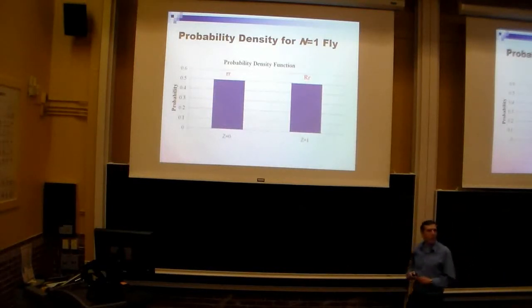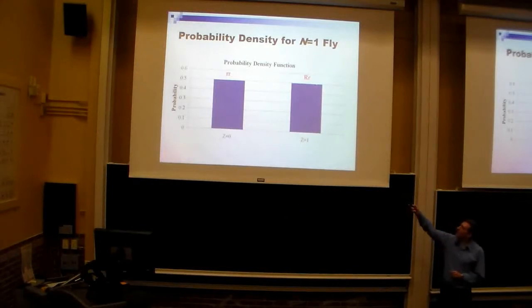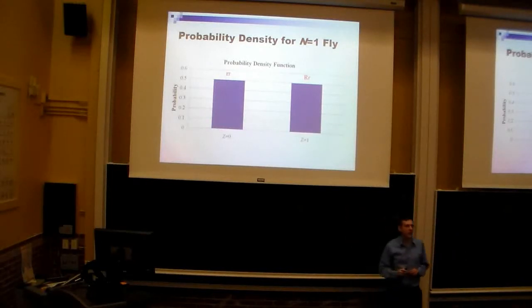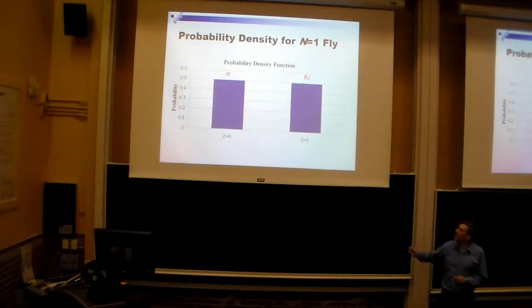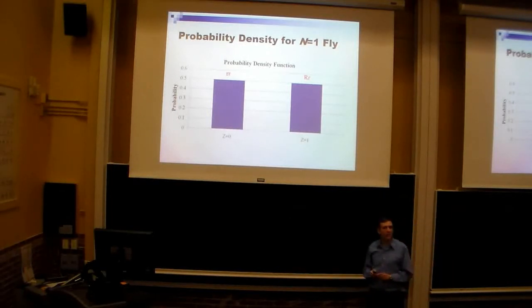So z equals 0 would correspond to the outcome that the fly we observe has white eyes, which we're assuming means that it has two recessive white-eyed alleles. And z equals 1 would correspond to the outcome that that one fly we've looked at has red eyes, which we're assuming occurs if we get a dominant and a recessive allele. So each of these we would assume under our null hypothesis occurs with probability 1/2. And so we're going to get probability 1/2 z equals 0, probability 1/2 z equals 1. So any questions about that?